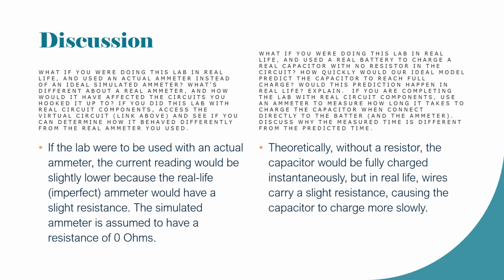What if we were doing this lab in real life and used an actual ammeter instead of the ideal ammeter, which was in our simulation? If the lab were to use an actual ammeter, the current reading would be slightly lower because the real-life imperfect ammeter would have a slight resistance. The simulated ammeter was assumed to have a resistance of 0 ohms. And theoretically, without a resistor, the capacitor would be fully charged instantaneously, but in real life, wires carry a slight resistance, causing the capacitor to charge more slowly.